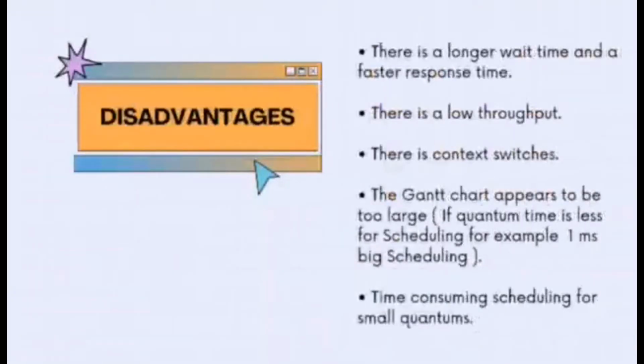These are the disadvantages of RR scheduling. There is a longer wait time and a slower response time. There is low throughput. There are context switches. The Gantt chart appears to be too large. If the quantum time is small, for example 1 ms, scheduling becomes time-consuming for small quantums.